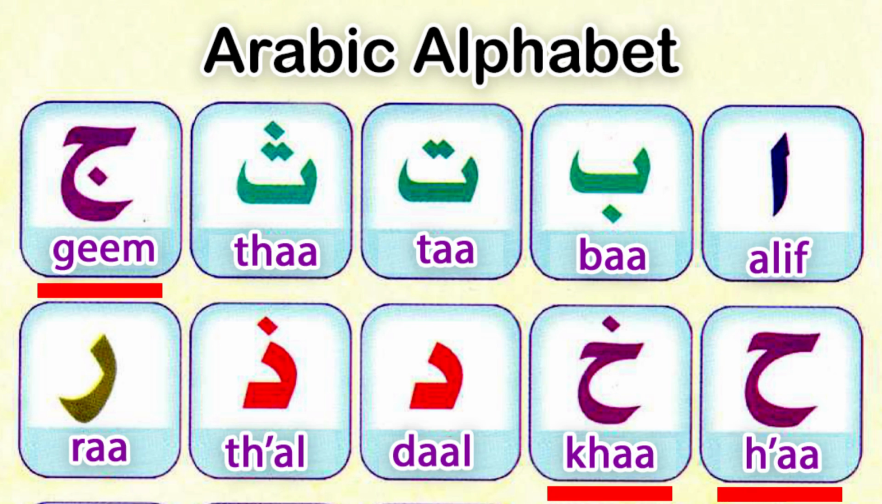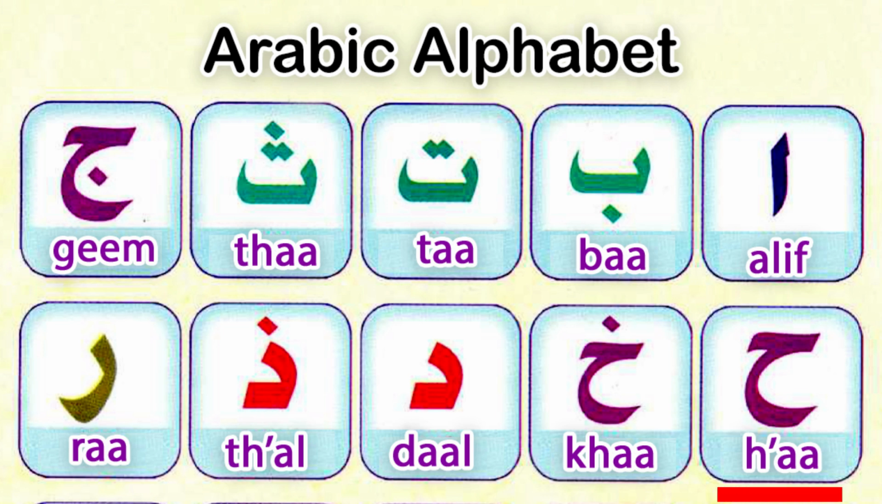Then another group of letters, those in purple. They are the same, just a bit different in dots. First one, with the dot in the middle, is jim. Don't say jim, we say jim. We stretch. Jim.